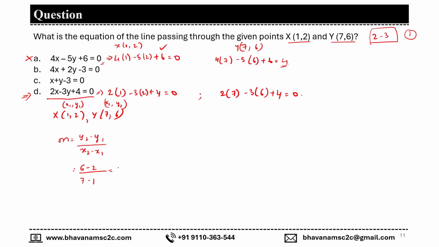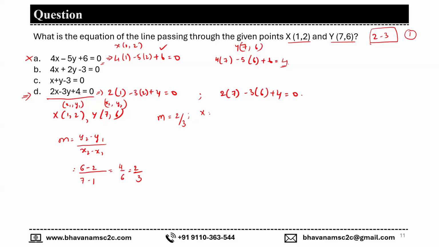Now what's your slope here? It's going to be 4 by 6. Am I correct? Yeah, 4 by 6, right? So it's going to be m equal to 2 by 3. Now you have m equal to 2 by 3.